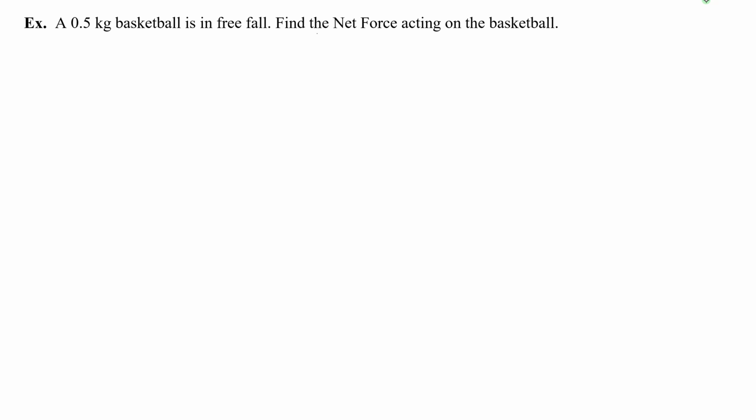In this video, we're going to talk about weight and normal force. Let's start by seeing if we can solve this problem without actually knowing what weight is formally. A 0.5 kilogram basketball is in free fall. Find the net force acting on the basketball.